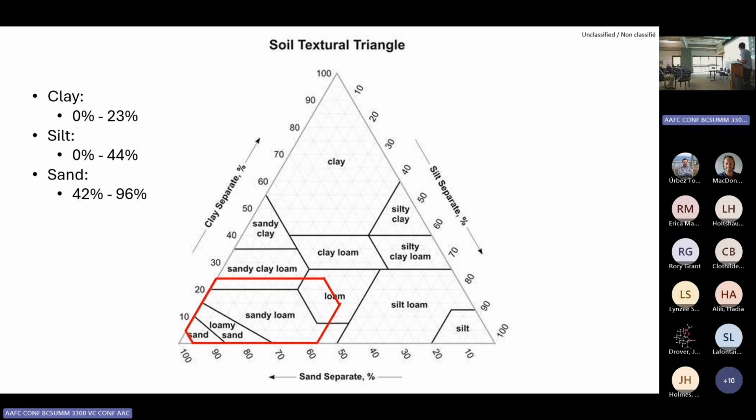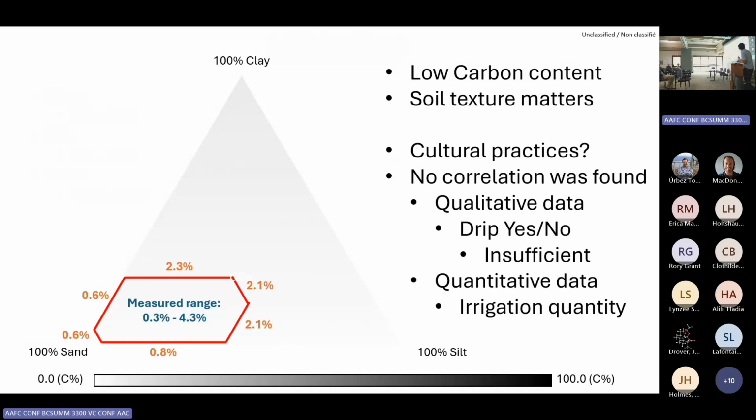So basically in the soil texture triangle, the whole valley just occupies this corner of the triangle. The highest clay amount is 23%, and the silt is 44%. But in some cases, the sand portion is super high. It could go to like 96%, which, to me, I said, wow, that's just like a sandy beach, right?